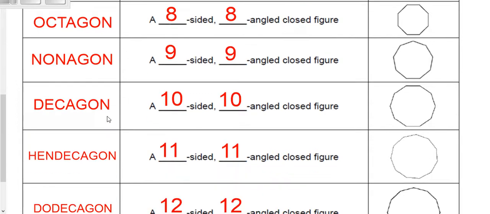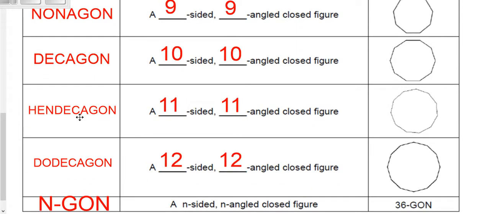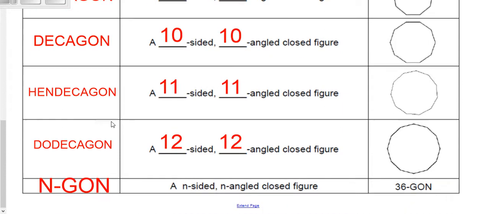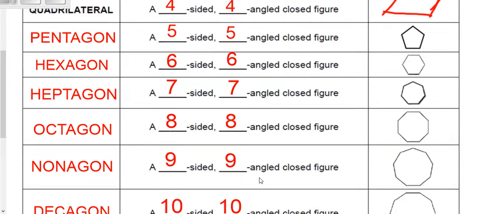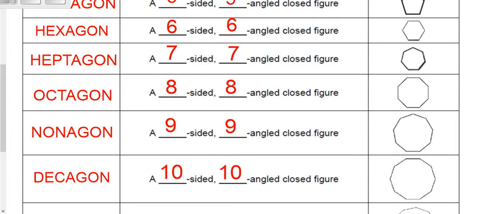Nonagon, 9. Decagon, 10. Hendecagon, 11. Dodecagon, 12. And then anything bigger than that, the general term is an n-gon, an n-sided, n-angled closed figure. For instance, if n was 36, if we had 36 sides, we'd call it a 36-gon, or 25 sides, a 25-gon. Okay, so there are the special names. Again, if you need to pause it and copy some of those, go ahead. I'm going to get on to the next set.